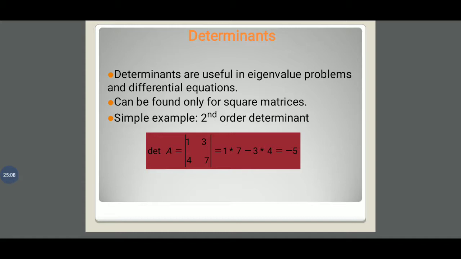What is meant by square matrices? The number of rows is equal to the number of columns. For such matrices, it is possible to find the determinant. Let's consider a 2 by 2 determinant: first row 1 3, second row 4 7. Its determinant value exists because the number of rows is 2 and the number of columns is also 2.